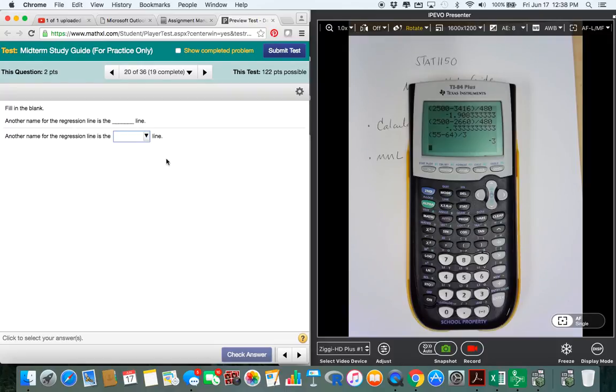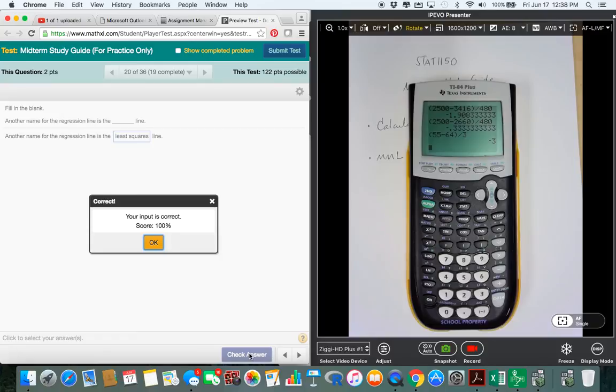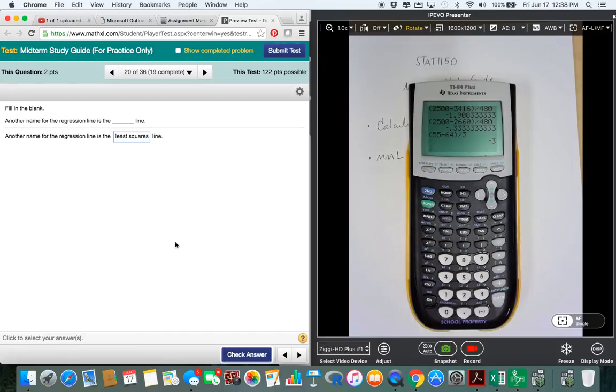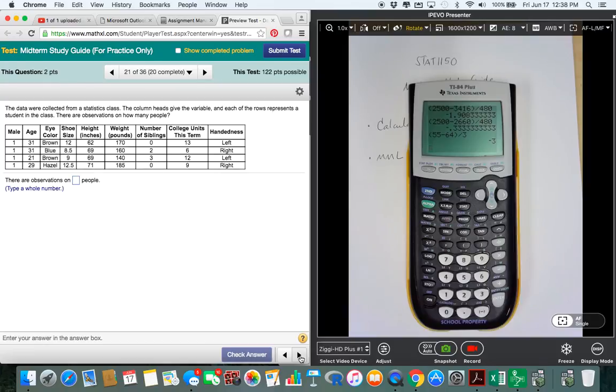Another name for a regression line, it can be a lot of things. Line of best fit, that a lot of people call it least squares. That's kind of the underlying statistical technique that drives the whole calculation of the line of best fit. You try to minimize what's called the sum of squares.